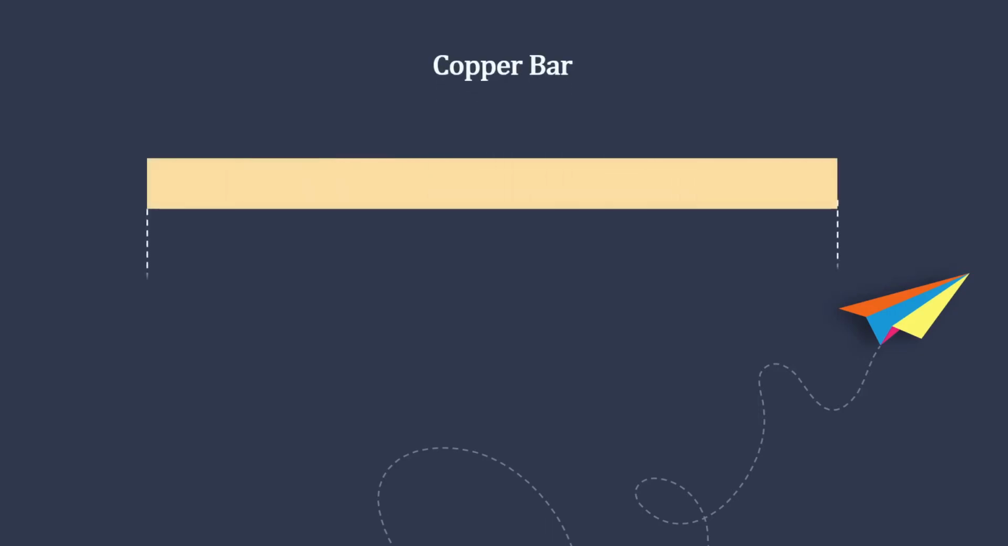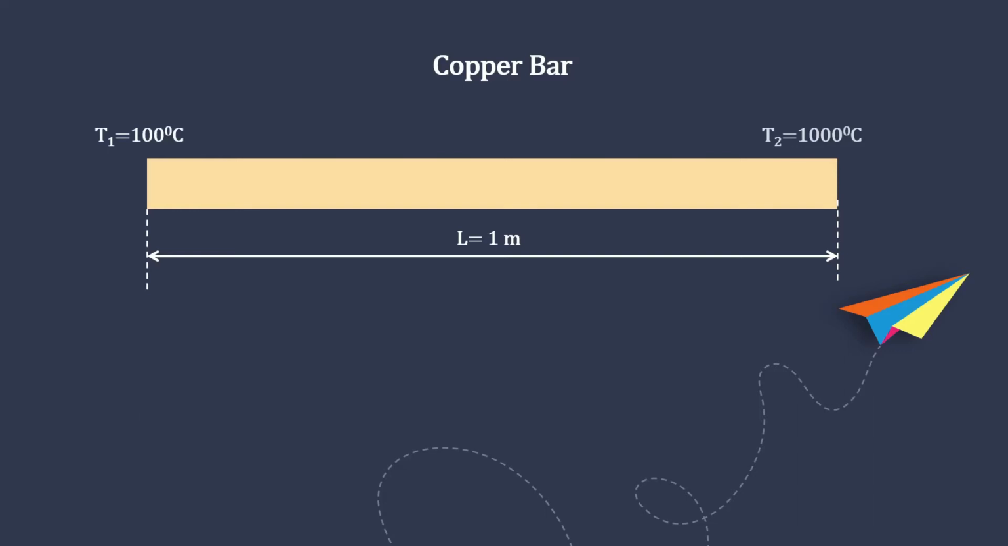For example, say we have a 1 meter long copper bar and one end of the bar is kept at 100 degrees Celsius and the other end of the bar is kept at 1000 degrees Celsius. Our objective is to find temperature at various locations along the length of the bar.